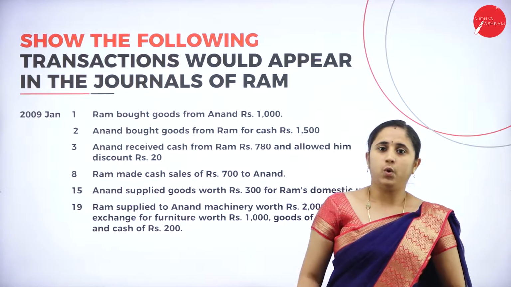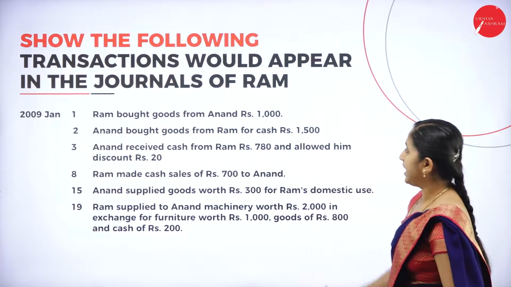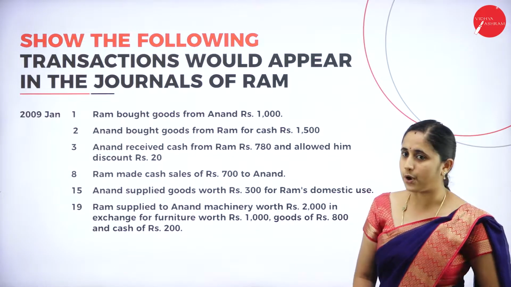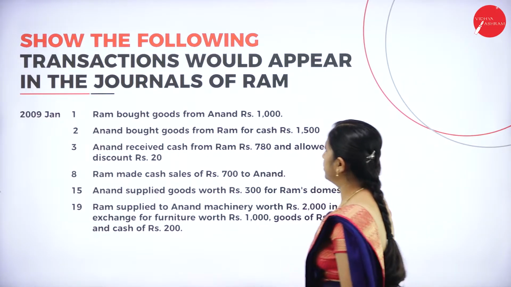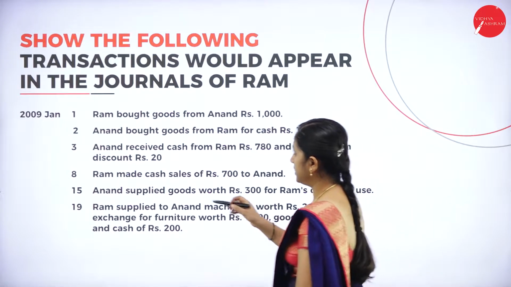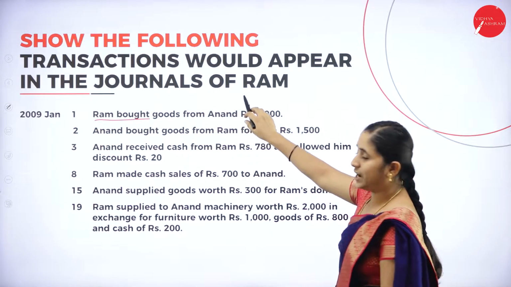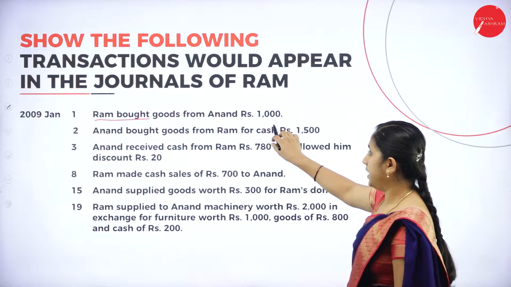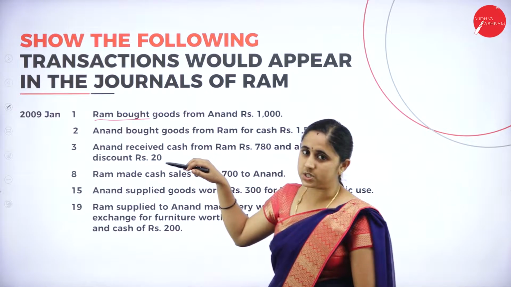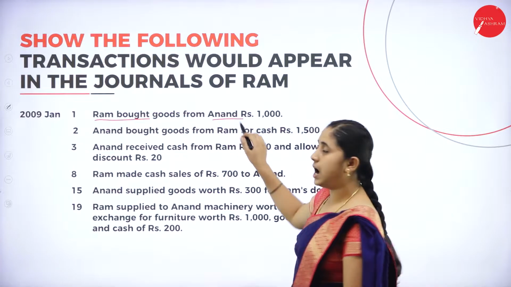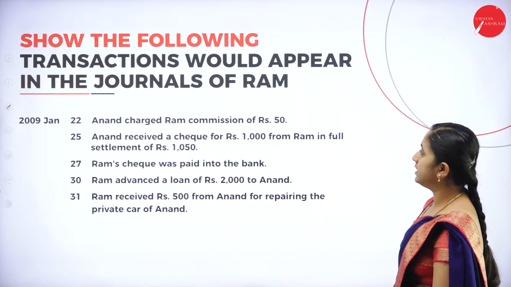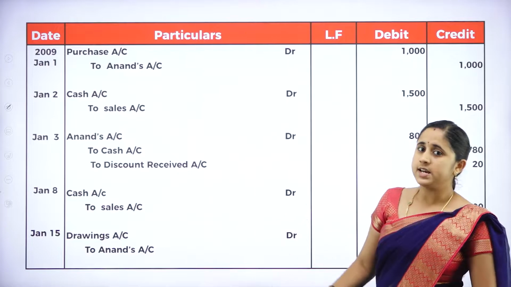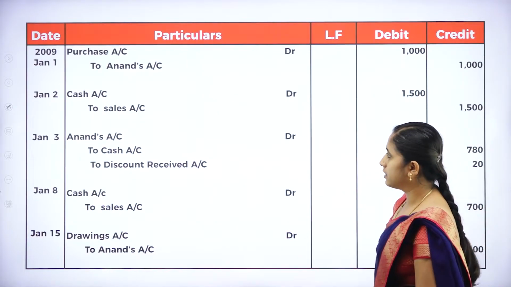This is the problem we discussed in the last session. I explained all the entries and today I am going to give you the solution for this problem. First, Ram bought goods from Anand. Here, you are required to prepare journal entries in the books of Ram. So, Ram bought goods from Anand means Ram is purchasing, it is a purchase for Ram on credit from Anand. So, the entry is purchase account debit 1000 to Anand account. It is a credit purchase, so you need to credit Anand account.